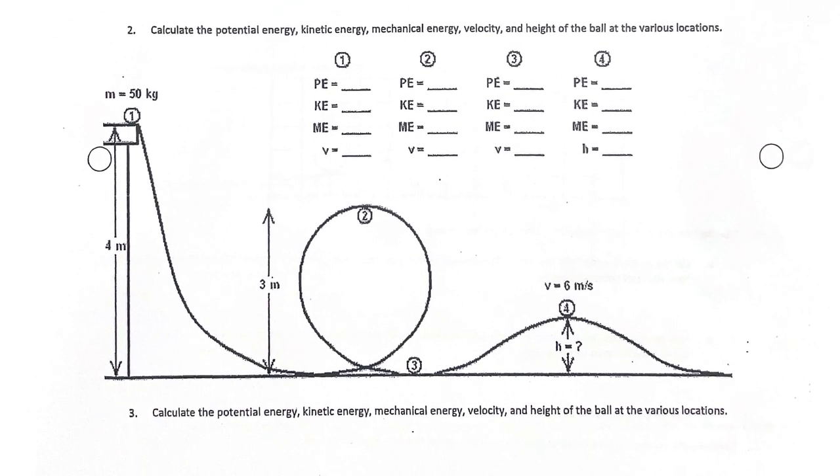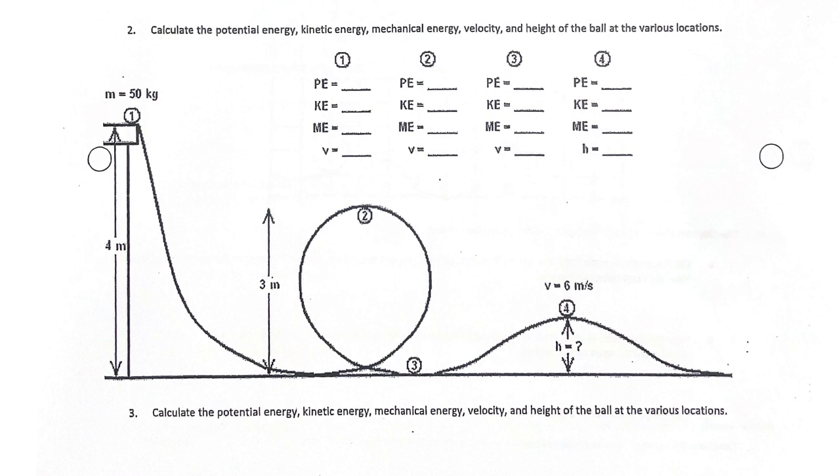So here, it's some sort of ball roller coaster. Let's start out with what this thing will do. At position number 1, we can see that the ball is not moving, or it doesn't say it's moving. It's 4 meters above the ground and it's got a mass of 50 kilos. So we can tell that it has a lot of what type of energy? Potential or kinetic? Potential energy.